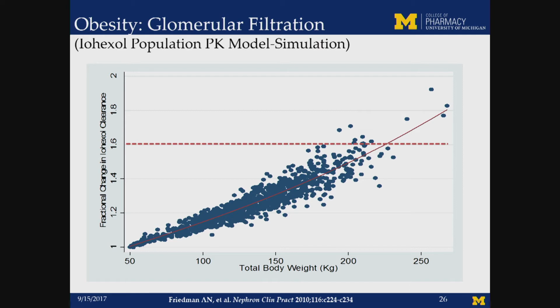Another study by Friedman and colleagues has looked at the population pharmacokinetics of iohexol, which is another marker that can be used to compute glomerular filtration. If you do a simulation using that population model, what you also see is that if you look at the change in body weight between 50 and 200 kilograms, you would not anticipate the glomerular filtration rate to increase by more than 60%. So there are several data sets that essentially show that we do not expect body weight to increase mechanisms that would be associated with drug clearance by more than 50 to 60% on average.